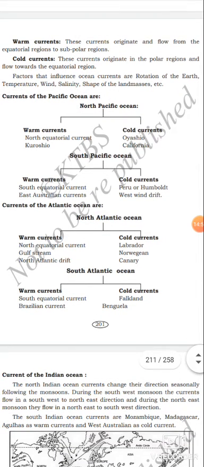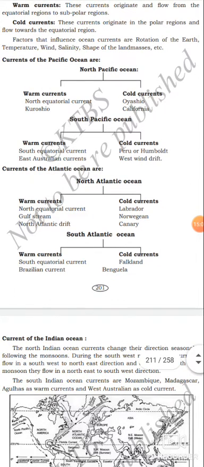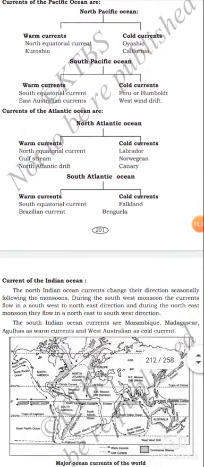Let us see now. Factors that influence ocean currents are rotation of the earth, temperature, wind, salinity, shape of the land masses, etc. What are the factors that influence ocean currents? Rotation of the earth, temperature, wind, salinity, and shape of the land masses.